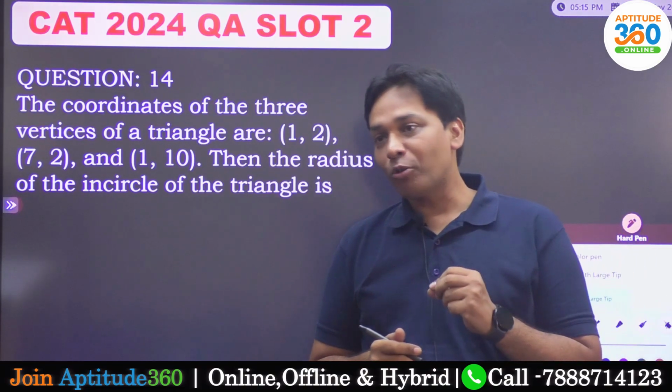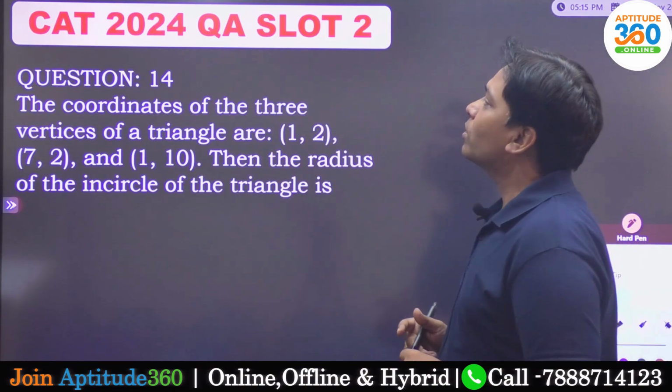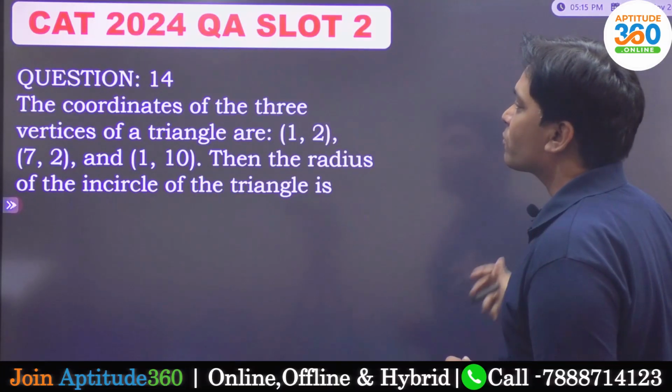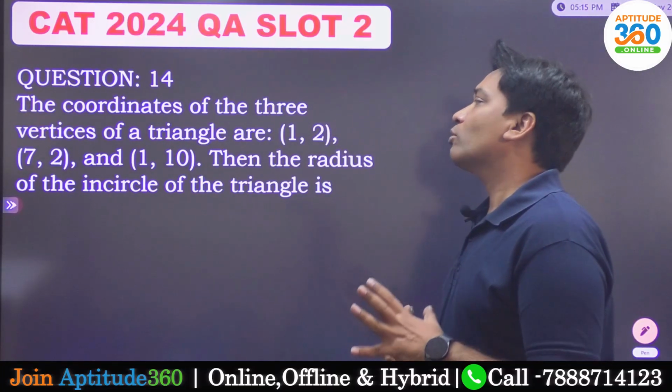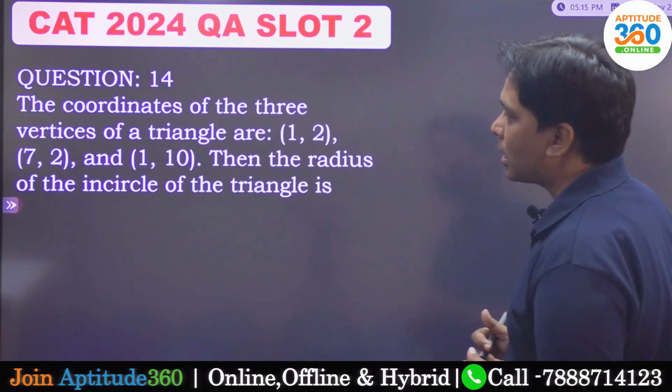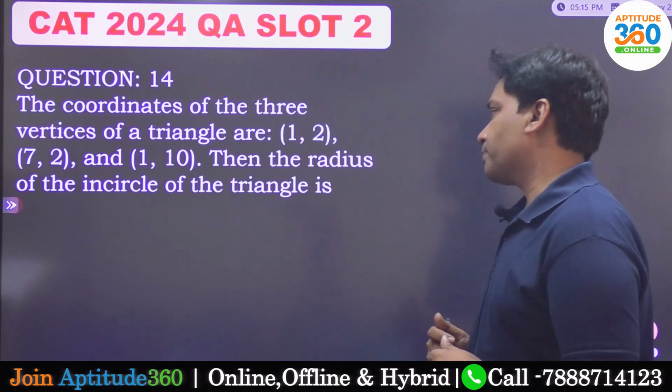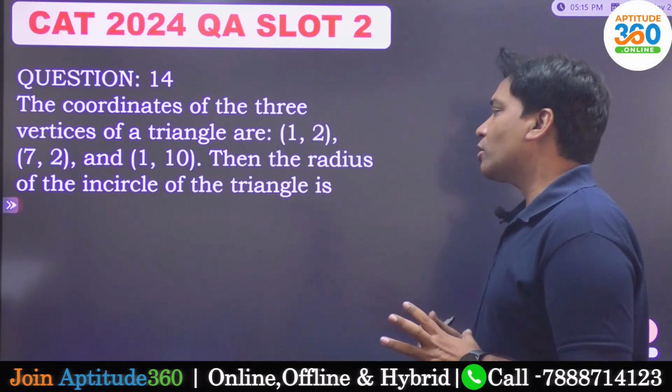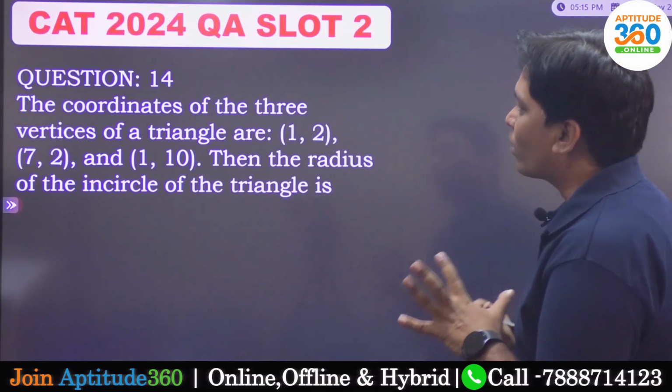Let us solve this problem out here. It was asked in CAT 2024, in slot 2, question number 14. The problem says that the coordinates of three vertices of a triangle are (1, 2), (7, 2), and (1, 10). Then find the radius of the incircle of this triangle. So please have a look at it.